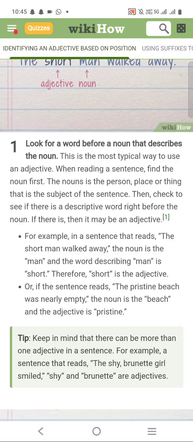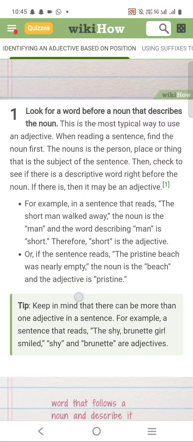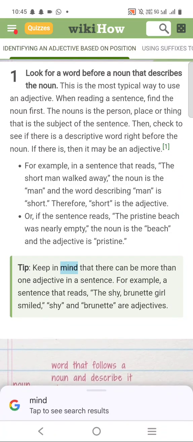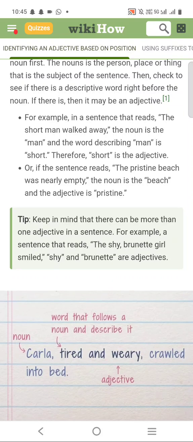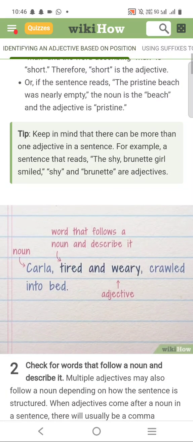Then check to see if there is a descriptive word right before the noun. If there is, then it may be an adjective. For example, in a sentence that reads, the short man walked away, the noun is man and the word describing man is short. Therefore, short is the adjective. Or if the sentence reads, the pristine beach was nearly empty, the noun is beach and the adjective is pristine.